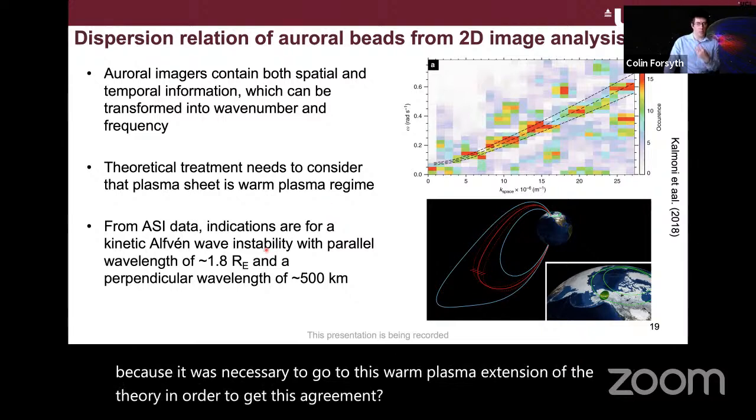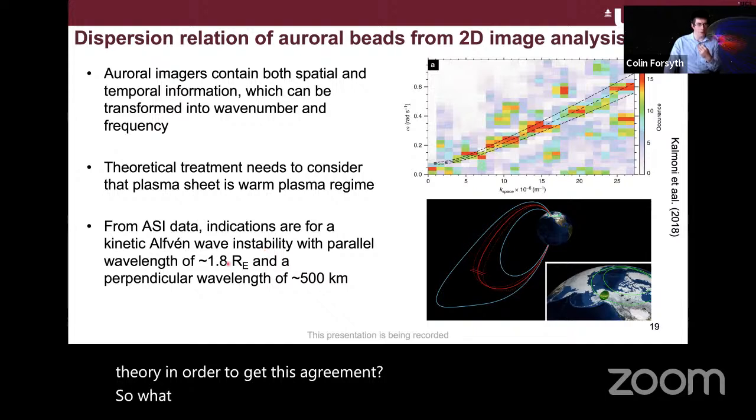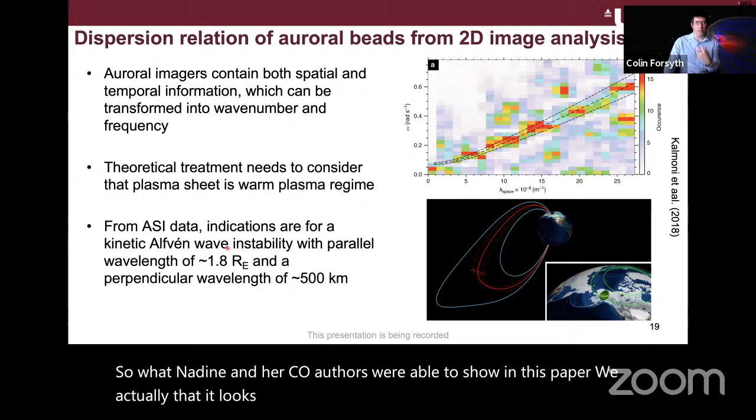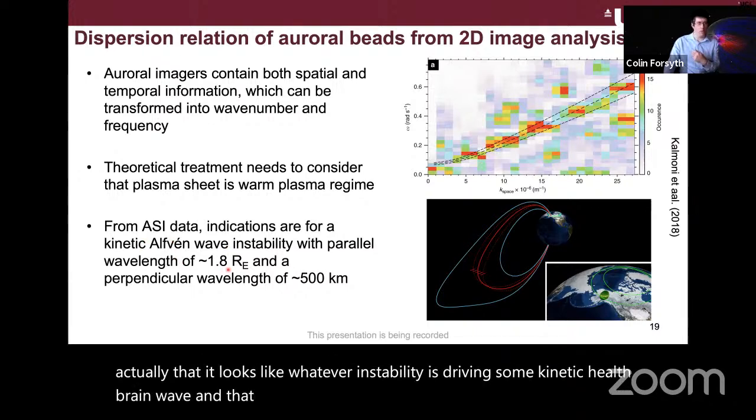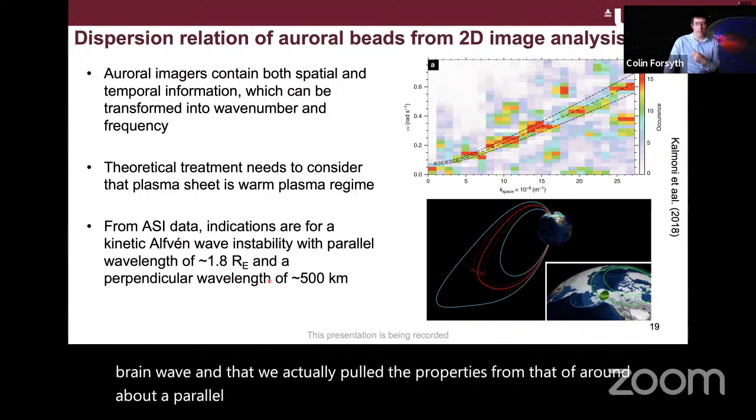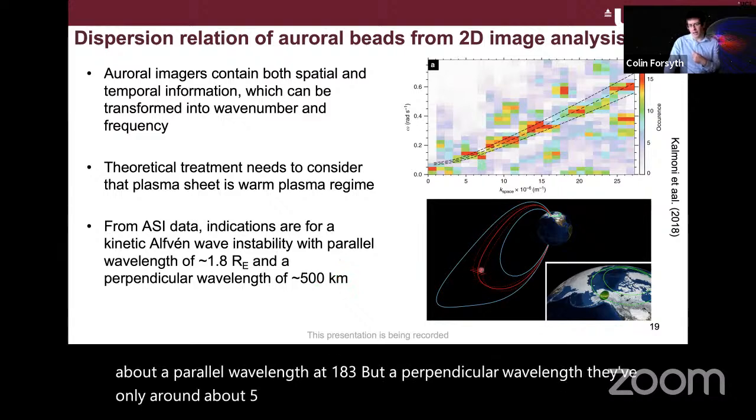So what Nadine and her co-authors were able to show in this paper was actually that it looks like whatever instability is driving some kinetic Alfvén wave, and that we actually pulled the properties from that of around about a parallel wavelength of 1.8 RE, but a perpendicular wavelength of only around about 500 kilometers. And that's what that would look like if you map that out into space.